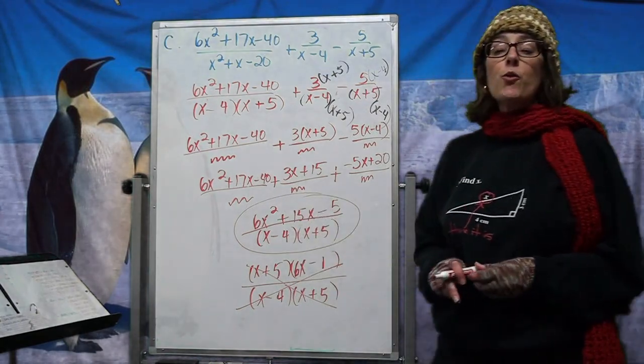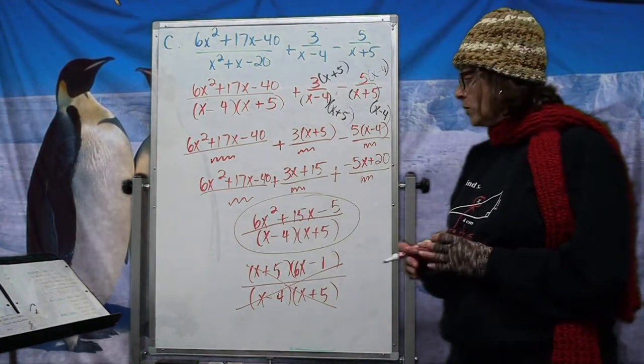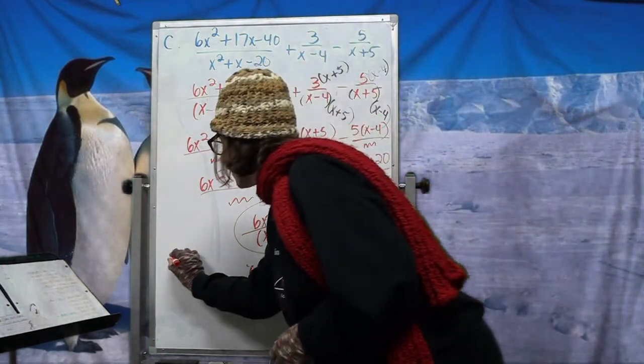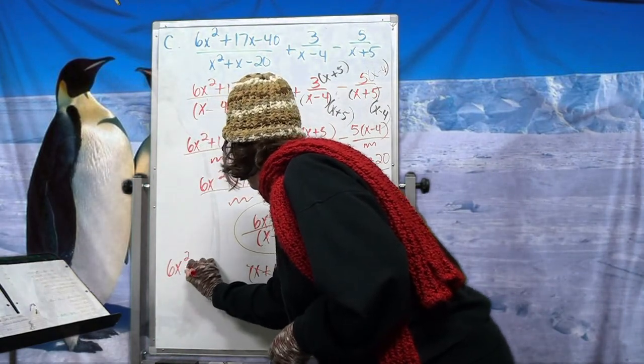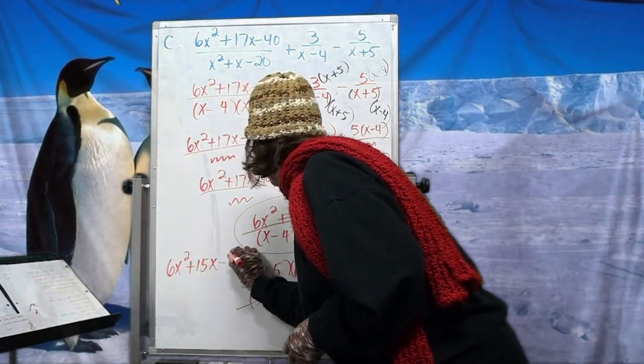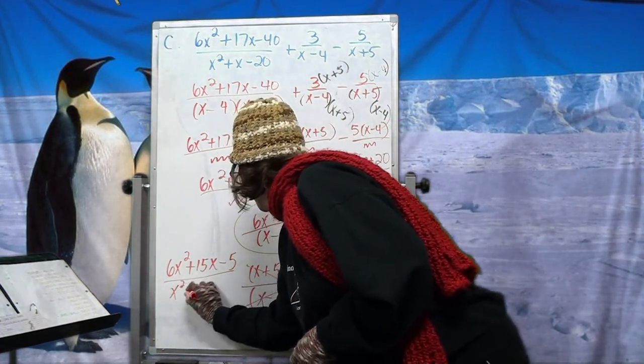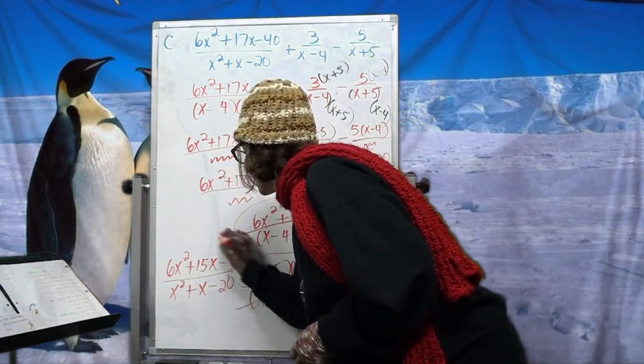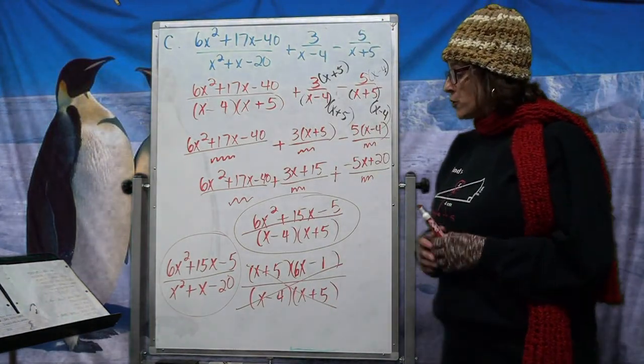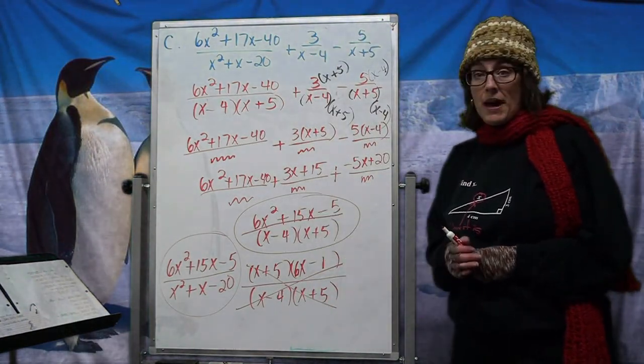And as I've said before, depending on your instructor, depending on your book, my old school self would say I better FOIL that denominator, and I better get an x squared plus x minus 20 on that denominator. But perhaps your book, perhaps your instructor will keep that.